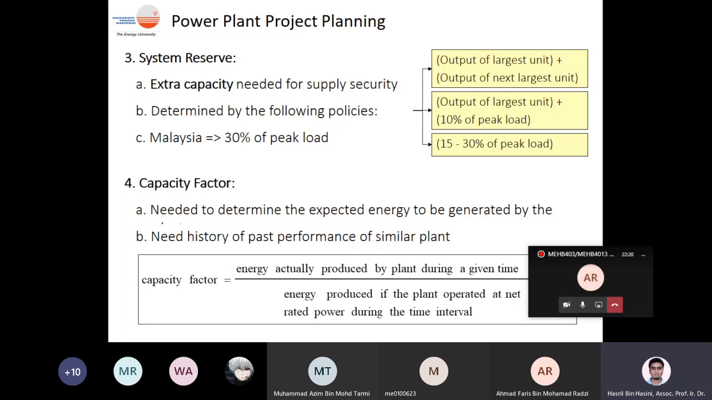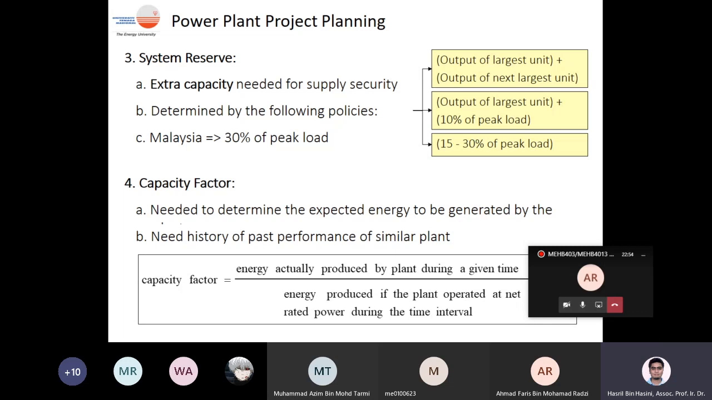Okay, the method that is suitable, it depends. There is no right or wrong. It depends on how efficient your plant is, or how reliable your plant is. Maybe if you think that your plant is reliable, you can just put in the first one. So you just take the risk. Just to say that I want my system reserve to be only 2,000 megawatt from the total generation of 30,000 megawatt as an example.